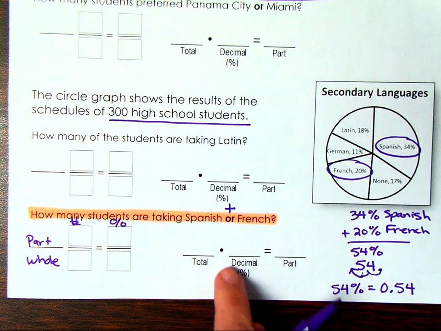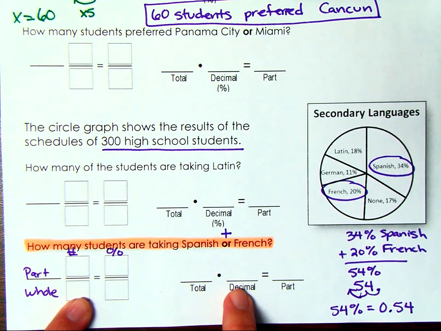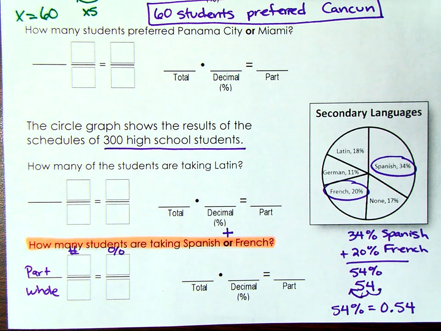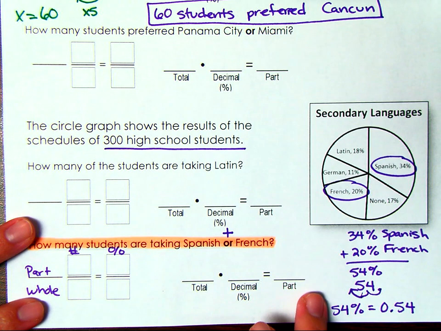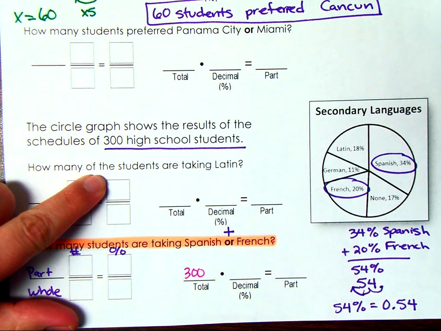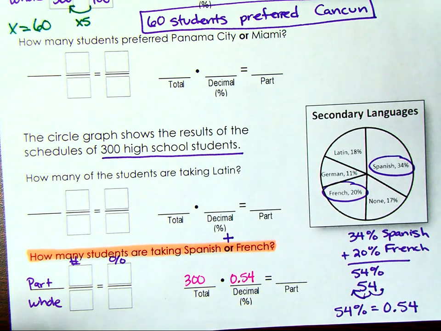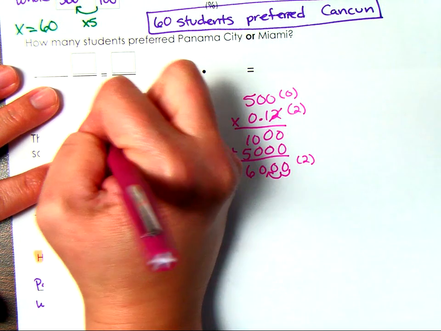Okay? So let me show you this way. I'm going to do it this way first this time, and we'll check it with the percent. Again, you don't have to do both of these each time, but we're showing you both ways, so you work with the way that works best for you. Now, this only works if you're trying to find the part. So the total amount of students was 300. My percent, but written as a decimal, we already figured out, was 54 hundredths. So let's see what we get.